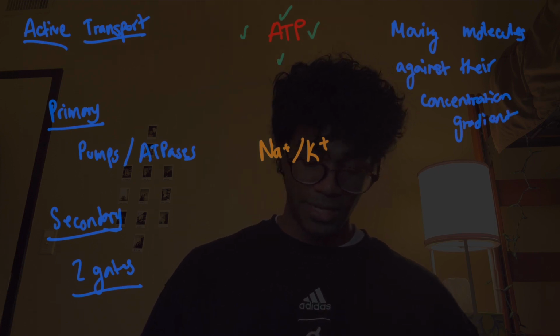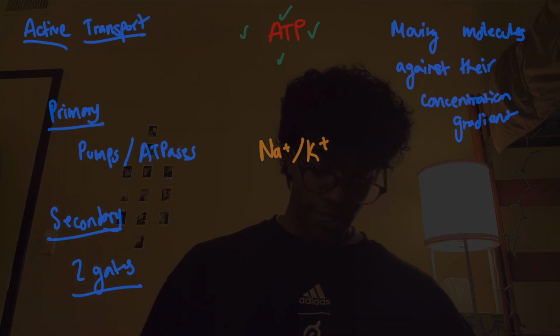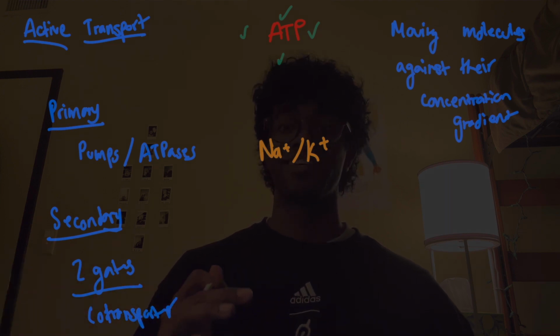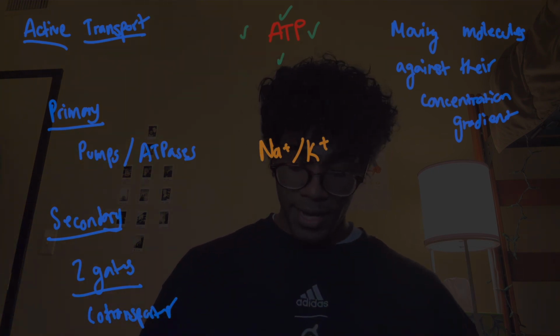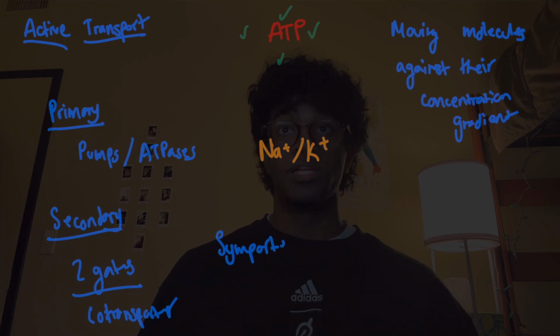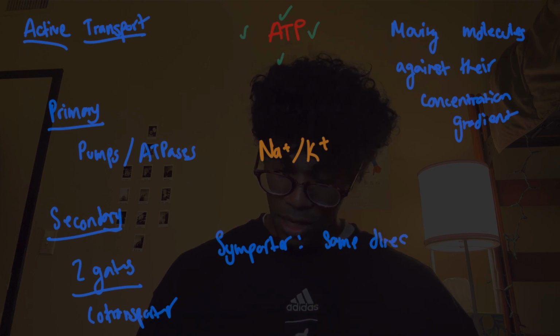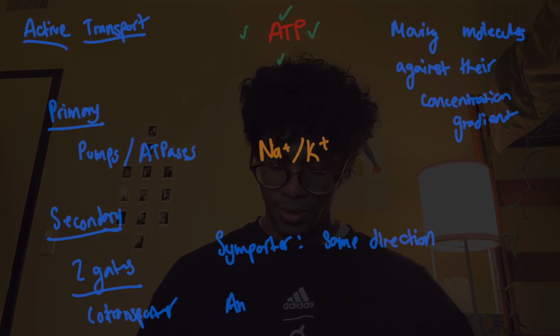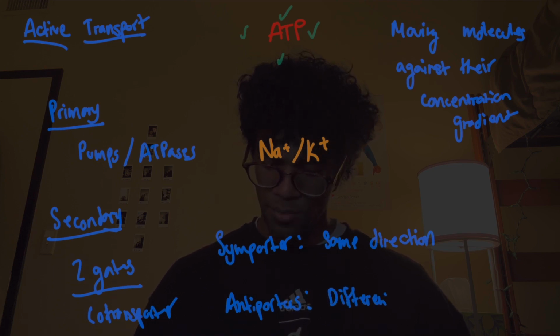So for secondary, we have two gates, and we're going to need to use a co-transporter in order to see transportation against the gradient. Now, within this co-transportation, there's two specific types. We have our symporters, which are transporting two molecules in the same direction. And we also have our antiporters. And antiporters sound like the opposite of symporters, which means that we have one molecule going in one direction and another one going in another direction. So different directions.